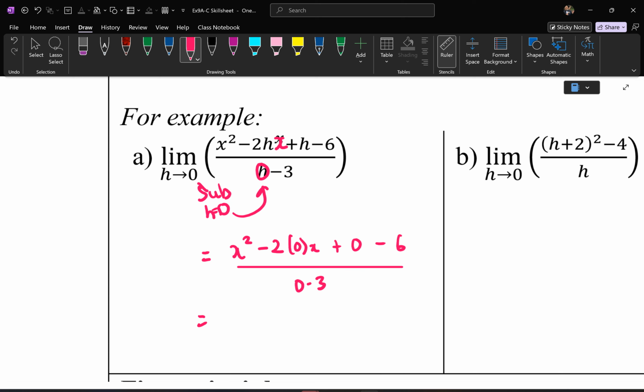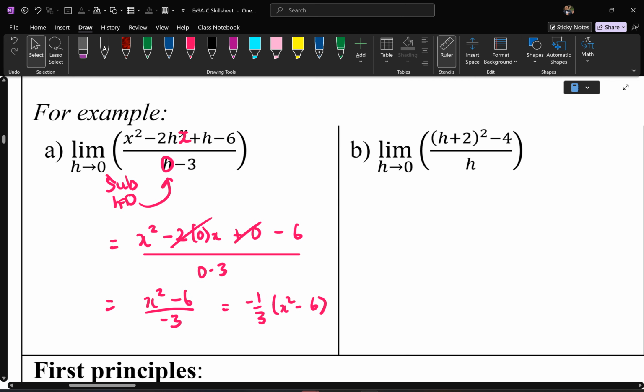And what we can see here is this cancels out. You end up with x squared minus 6 on negative 3. Which if you simplify that, I guess that's just negative 1/3 of x squared minus 6. So what I'm saying there is, if h was infinitely small, then this quadratic function would tend closer towards 1/3 of x squared minus 6. Whereas in the second one, you can see there's a problem.